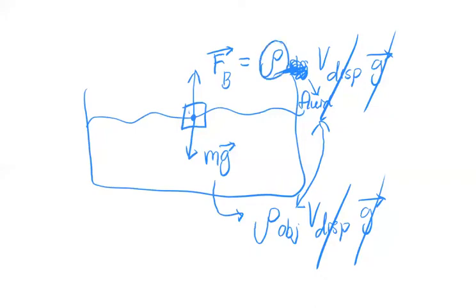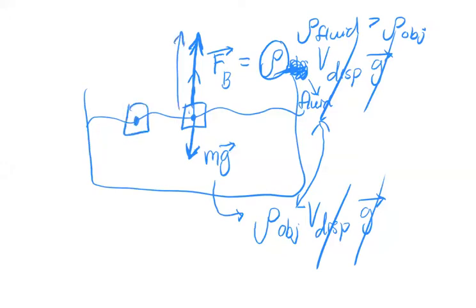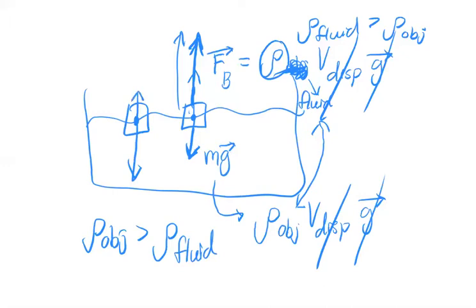If the density of the fluid was greater than the density of the object in this case, then basically this mg value would be a lot shorter than the value of the buoyant force. Okay, this is kind of inaccurate because then it would accelerate upwards, but you get the idea. And if the density of the object was greater than the density of the fluid, then the downward pointing force vector would be greater than the buoyant force.